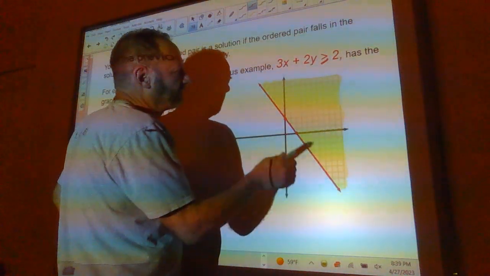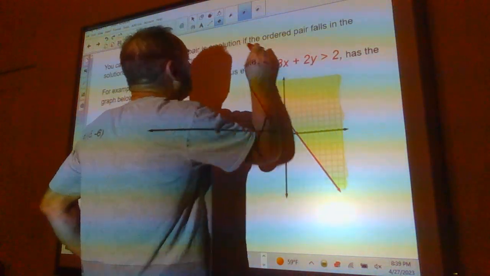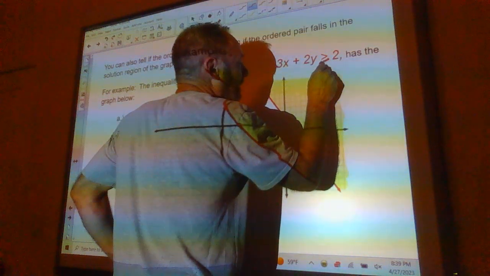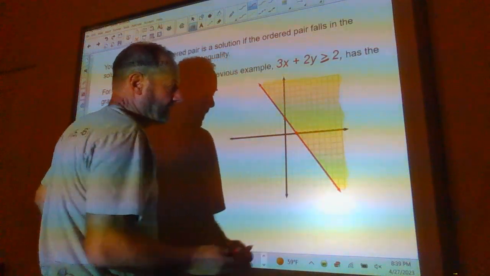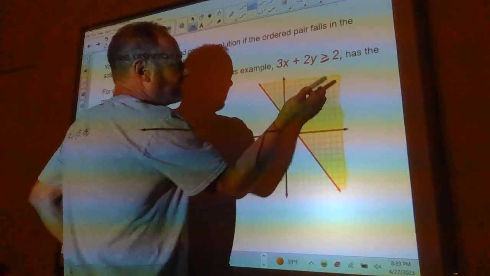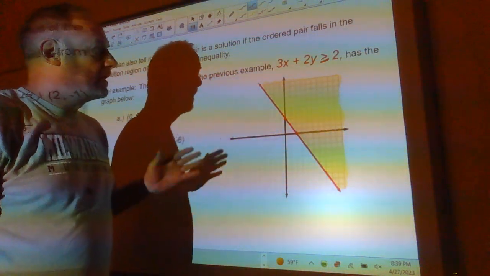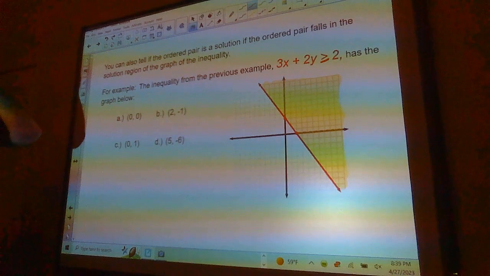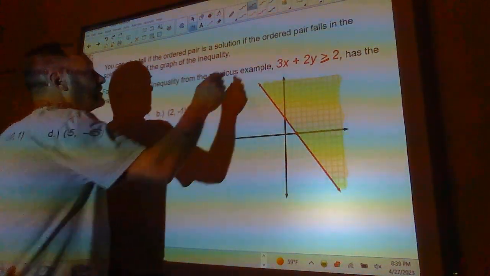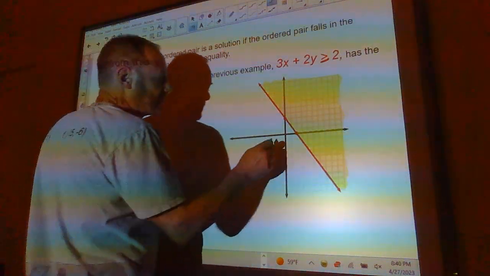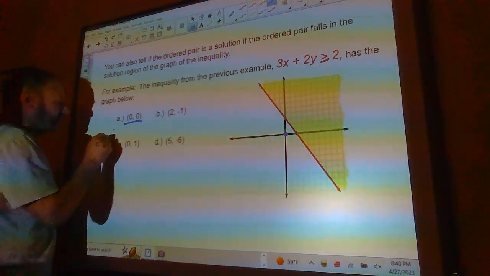So what do we have here? We've graphed the line, and since it's greater than or equal to, that means that we have a solid line here. When it was greater than, I would have a dotted line along here. And then we have shaded above the line. Anything in the yellow here is where the solutions are. So it's very simple. If I want to know if (0, 0) is a solution, it's right here. It's not in the shaded region, so it's not a solution.